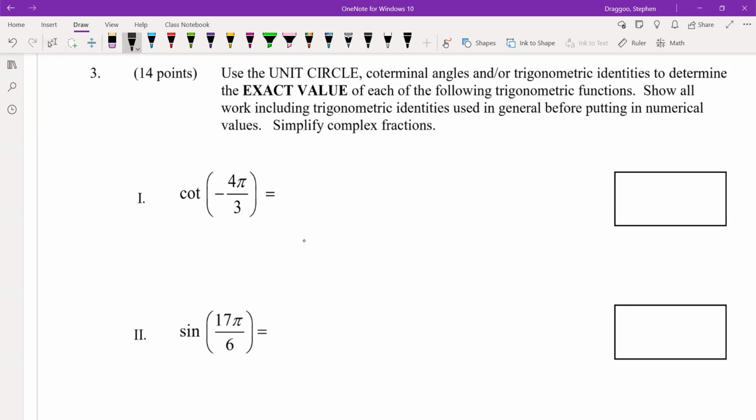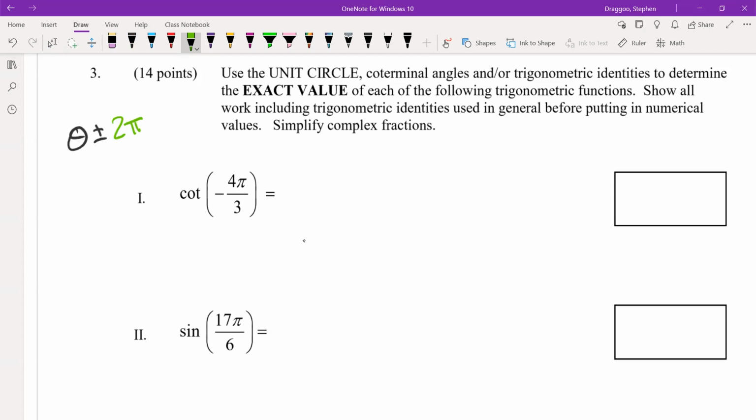So the important idea here is that a coterminal angle is one that is different by exactly one circle, or exactly some whole number multiple of circles. So if I add or subtract 2 pi from any angle, I get a coterminal angle. And those have the same exact values for sine, cosine, tangent, etc.